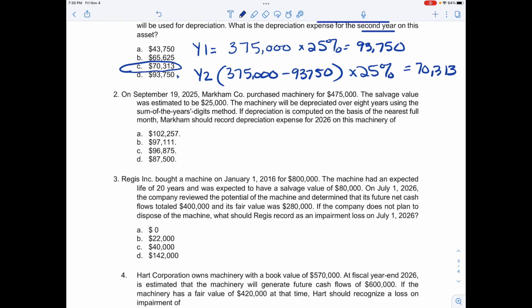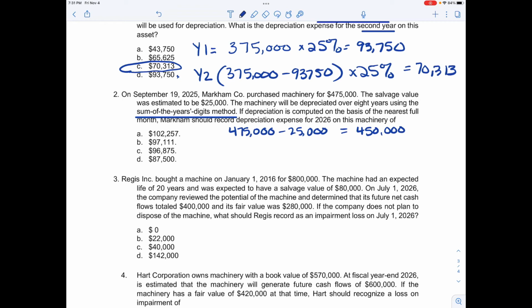And I just wanted to go over one more time. They're computing the sum of the years' digits in this one. And I think that one's a little bit more confusing, so I want to make sure we go through one more example of that. So here we do use that depreciation base. So let's find that out first. 475 minus my salvage value. So my depreciation base is 450.